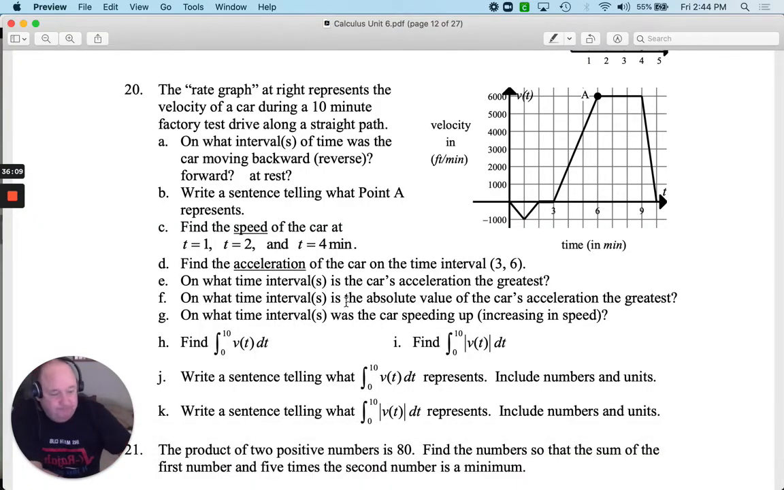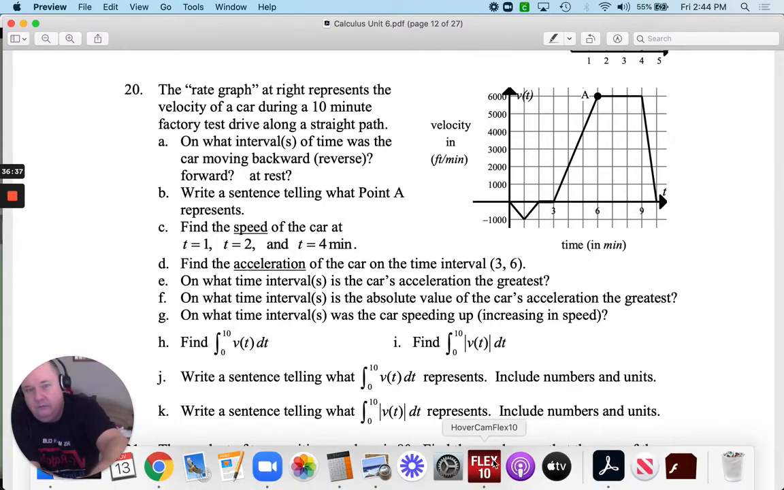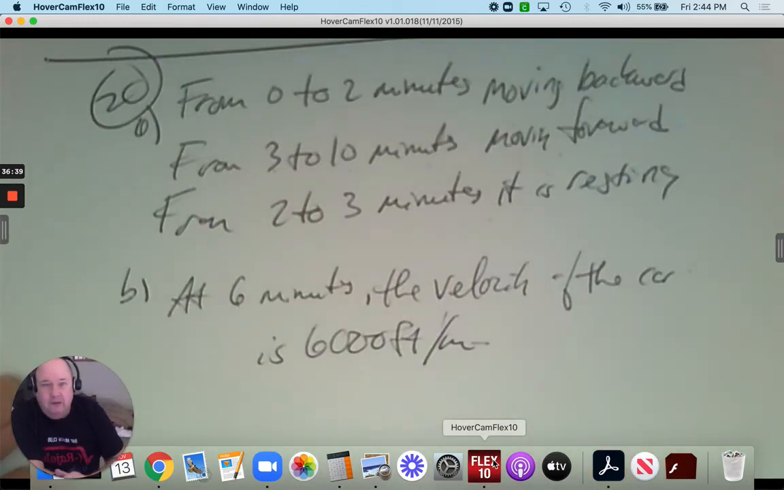B. Write a sentence telling what point A represents. So point A is 6 minutes in. So at 6 minutes, what's happening? At 6 minutes, the velocity of the car is, how fast is it going? It's 6,000 feet per minute. So at 6 minutes, the velocity of the car is 6,000 feet per minute.